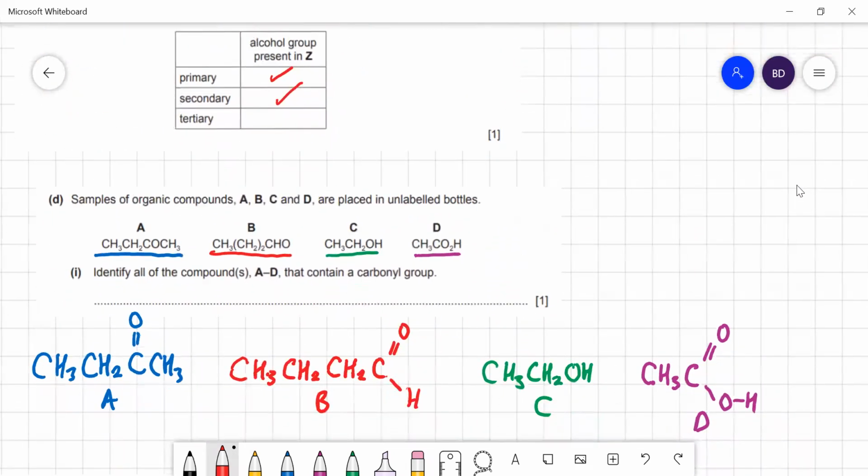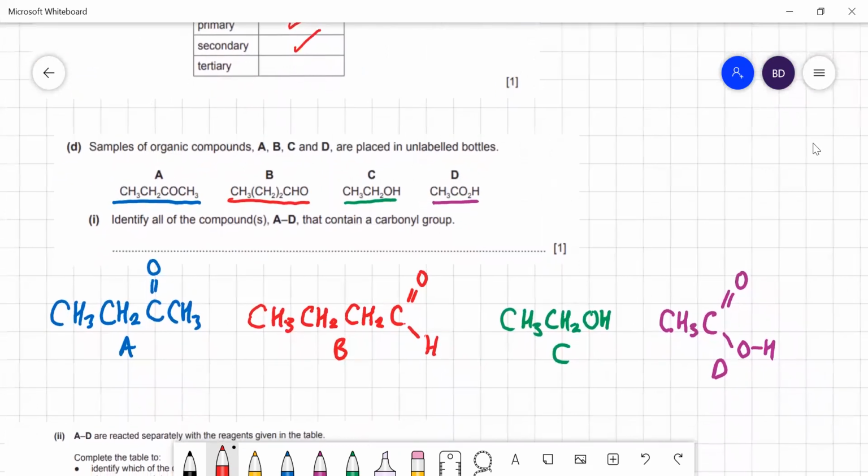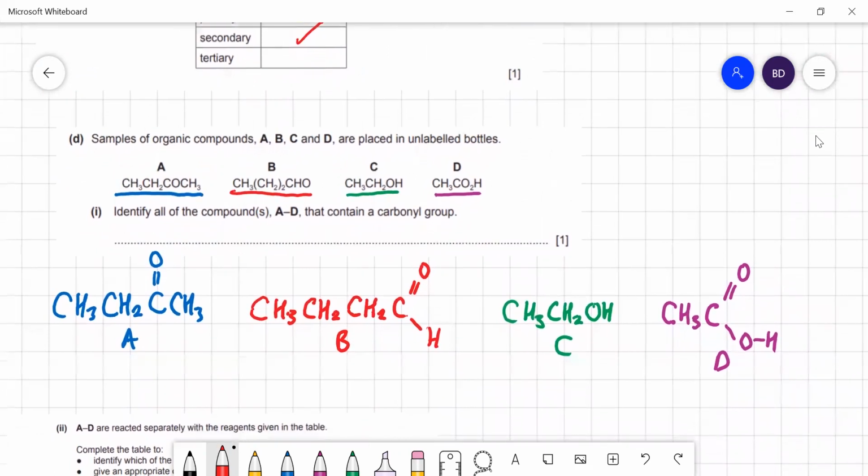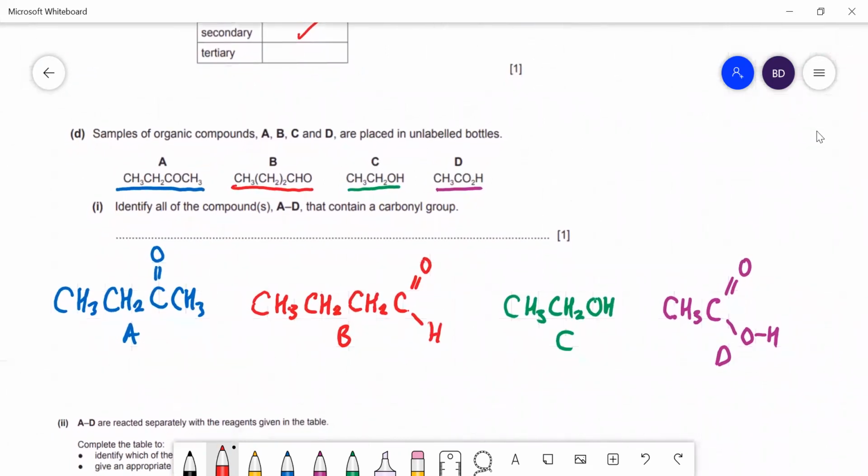Okay, samples of organic compounds A, B, C and D are placed in unlabeled bottles. Identify all the compounds that contain a carbonyl group. So I've drawn them out rather than these. When they draw a formula on a line like that, it is quite confusing sometimes, and sometimes maybe worth taking the time to draw it out. So which ones contain a carbonyl group? Well, you can see we've got a carbonyl group there. So A's got one, B has got one, C has an ethanol, and D has got one. So it's A, B, and D.